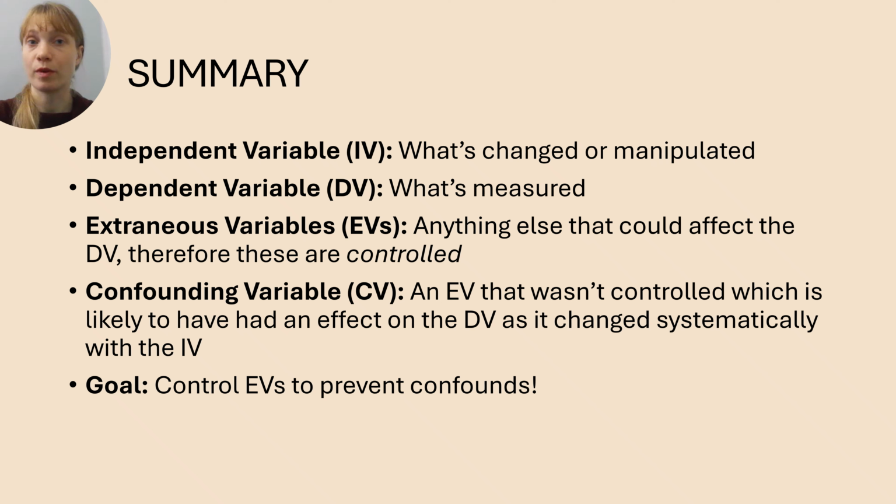So to wrap it up, remember, every experiment has variables, but only some of them are intentional. The independent variable is what we manipulate, and the dependent variable is what we measure. Extraneous variables are all those other things that could sneak in and influence the dependent variable. We aim to control them. If one of those extraneous variables actually changes along with the independent variable and affects the results, it becomes a confounding variable. The golden rule: if you control your extraneous variables well, you avoid confounds, and your results will be more valid.